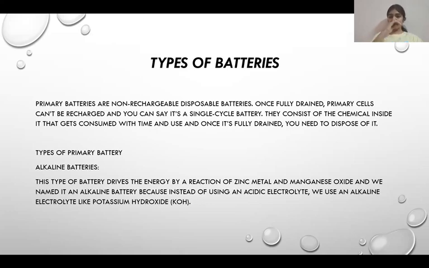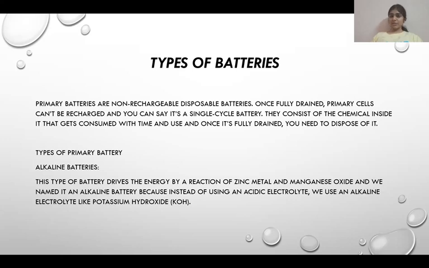The device which converts the mechanical energy into electrical energy is called a battery. There are many kinds of batteries, for example, the primary battery. A primary battery is nothing but a non-rechargeable battery. When the battery is already used, we cannot reuse it, and that is called a primary battery. It cannot be recharged, and you can say it's a single cycle battery.